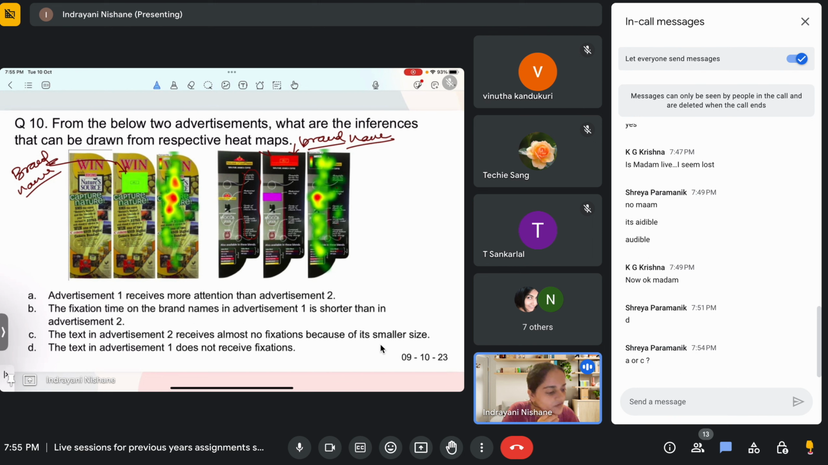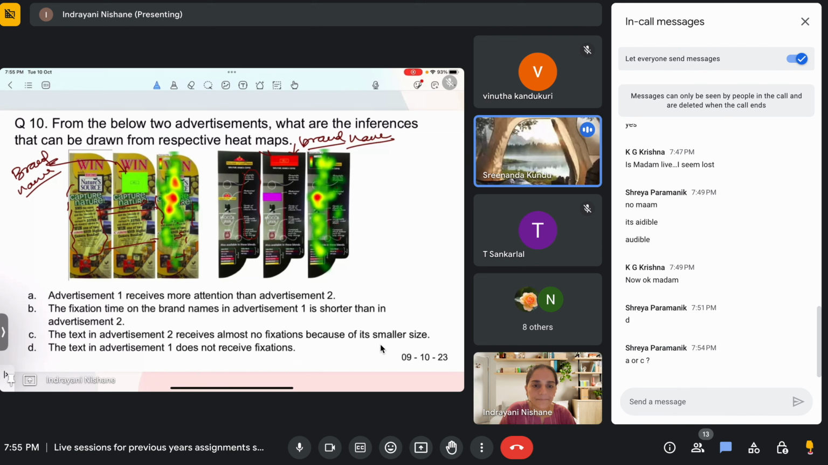So you have to see where is the text part in advertisement 1, and you have to see if it has received any fixation. You have to map this text to this heat map. You can see here also the text behind. And now you can tell me, there could be more than one answer correct also, Shreya. Yeah. So A, B, C. What makes you think A? Why you think A is correct?